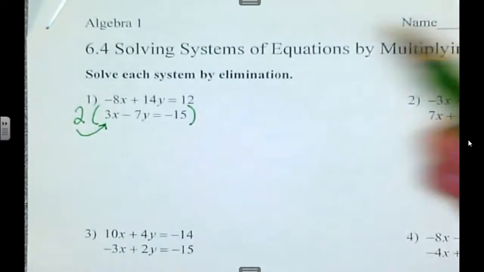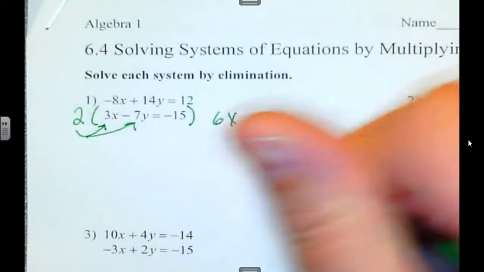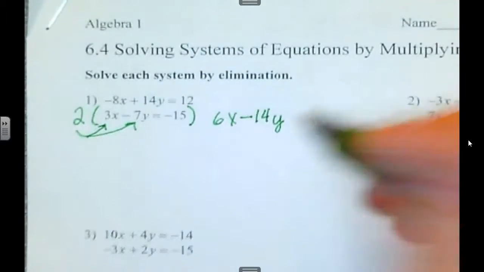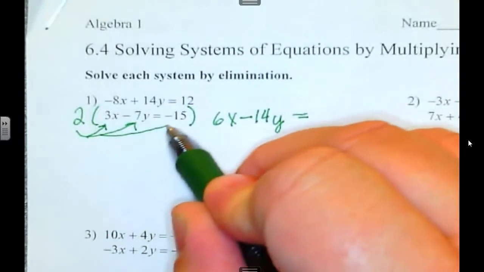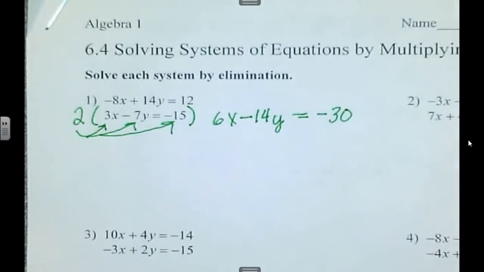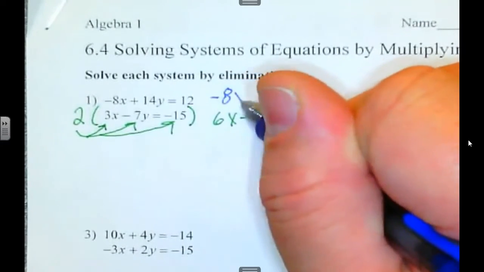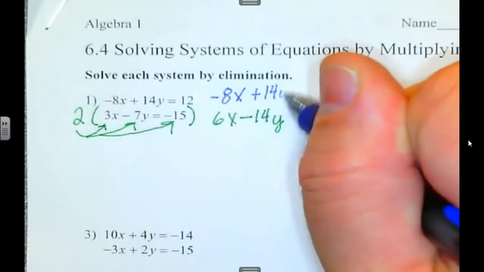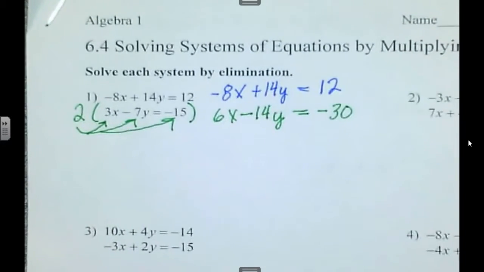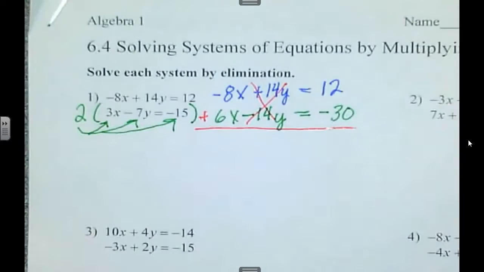2 times 3x is 6x. 2 times negative 7y is minus 14y, which is what I was trying to get after, equals negative 15 times 2, negative 30. Not doing anything to the top one. Rewrite it exactly the way it is: negative 8x plus 14y equals 12. I know the 14s are going to add up to 0, or eliminate.